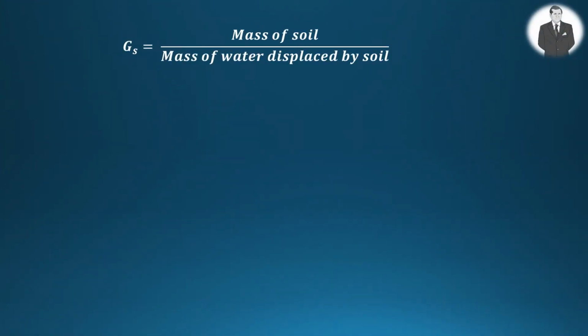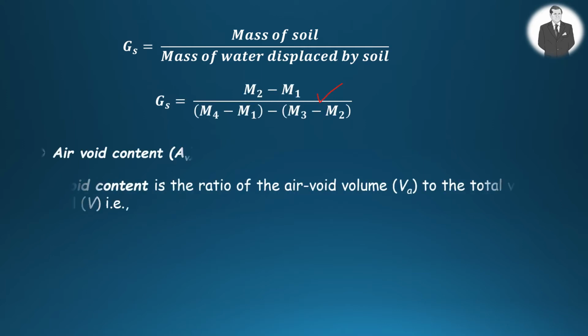Let us remember once more the definition for the specific gravity, which is the ratio between the mass of soil and the mass of water displaced by soil. We can also express G in terms of the masses measured, as formulated here. Air content is the ratio of the air void volume to the total volume of soil.